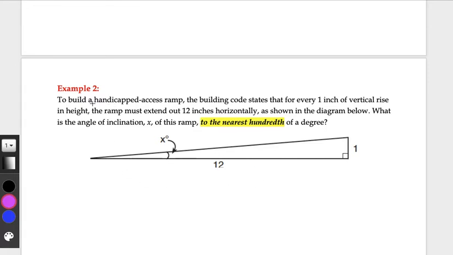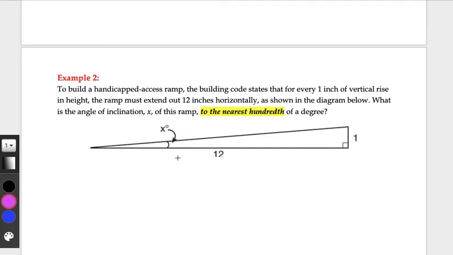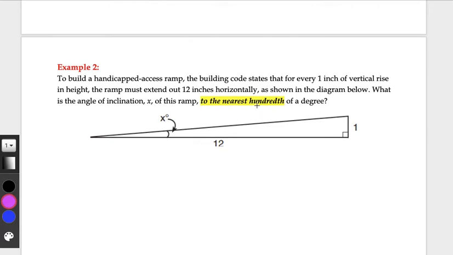So it's something we need to build up. And also we mentioned this is 1 inch of vertical rise, which is the one labeled in the right triangle here. And also this part is 12 inches horizontally, so this ramp is designed this way. And we need to find the angle of inclination. If you do not understand this word, if you see the picture label here, this is actually the angle we need to work on, which is this X label in this tiny angle here. And we need to round it to the nearest hundredth.